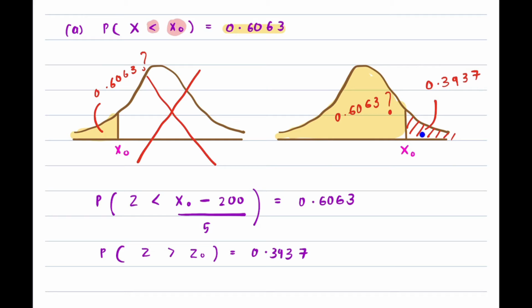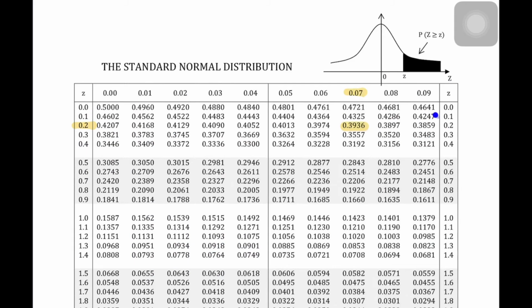Okay, so how can you symbolize? You have P(Z is more than) this area. Let's say you symbolize this one as z0. So this is equal to 0.3937. Then you can refer to the normal table. So find among the probability area 0.3937. If you cannot find the exact value, find the nearest value. So this one is the nearest to 0.3937. So your z value will be 0.27.